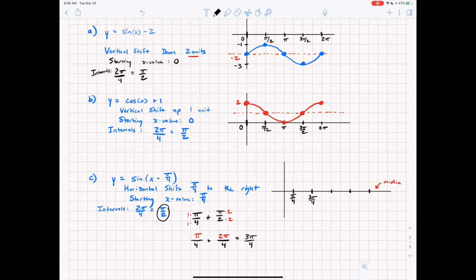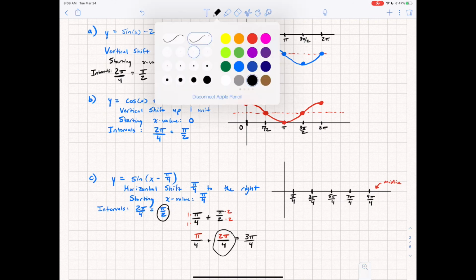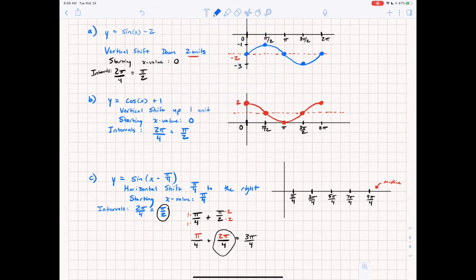Now to get each next mark, I'm continuously adding pi over 2, which is worth 2 pi over 4. So the next mark would be 5 pi over 4, 7 pi over 4, and then 9 pi over 4. That's my final mark. And now I'm going to go through and graph sine. Sine again always starts in the middle, and my starting x value is pi over 4. So at pi over 4, I'm starting on the midline, which is the x-axis.